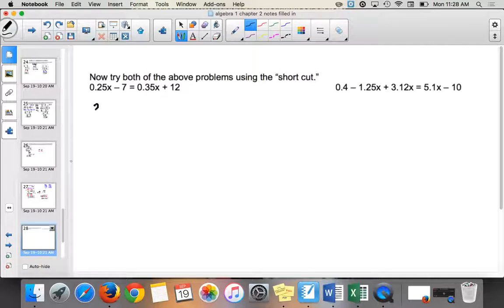So I'm going to have 25 over 100x minus 7. Wait, how do you do the shortcut if it's all decimal? That's what I'm talking about. So we need to figure out what we do to get this shortcut. So I have 35 over 100 plus 12 like this.